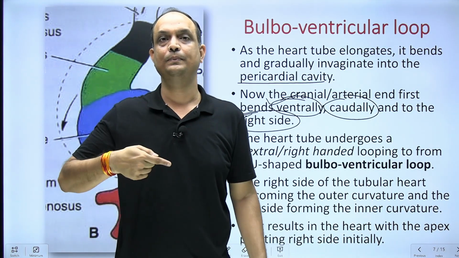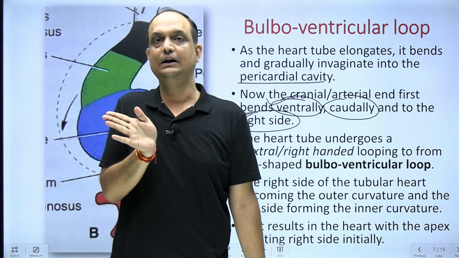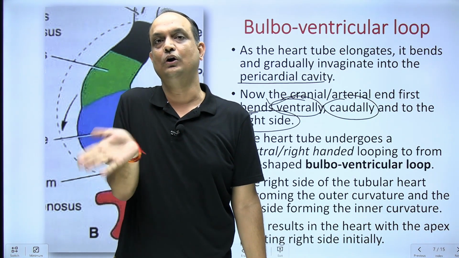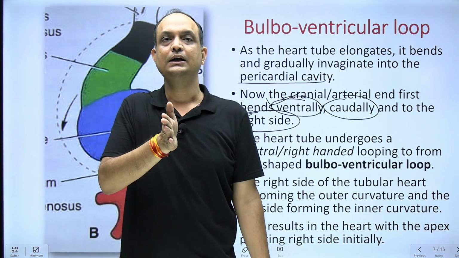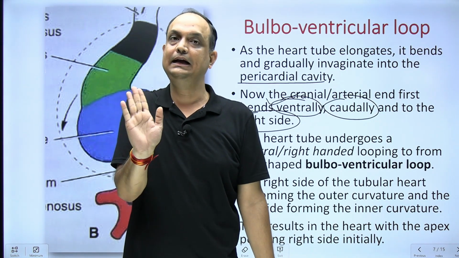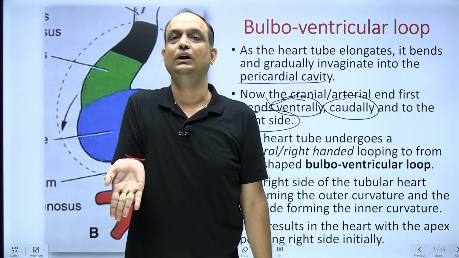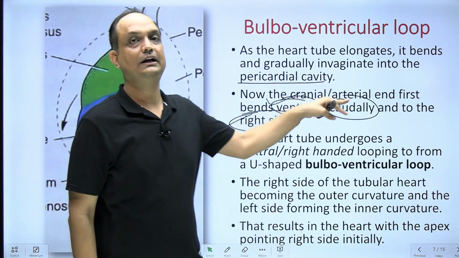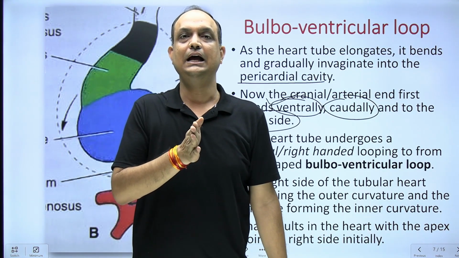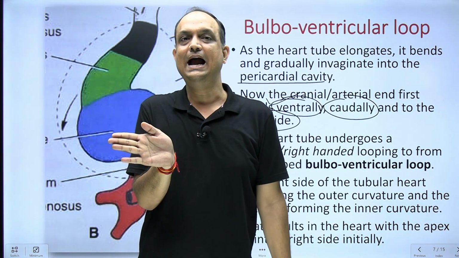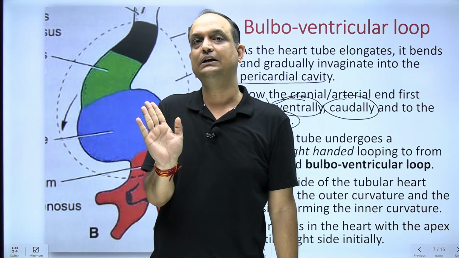Now this loop has this anterior point, and now this point is going right side and downward. That means caudally. Now there can be the other possibility that this loop comes out ventrally, then goes right side and cranially. But this tip is not going cranially, this tip is going caudally. So you have to understand the direction of the bulboventricular loop. It first comes out ventrally, then the loop goes to the right side, and then the tip of the loop faces caudally. It cannot face towards the upper side.